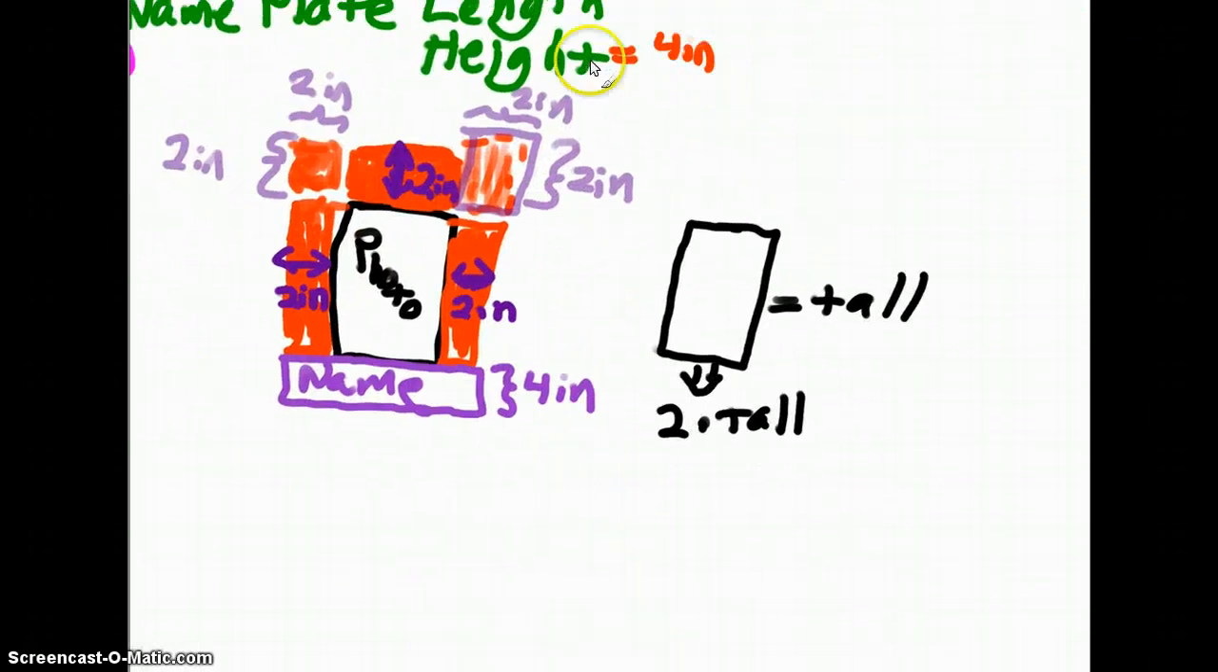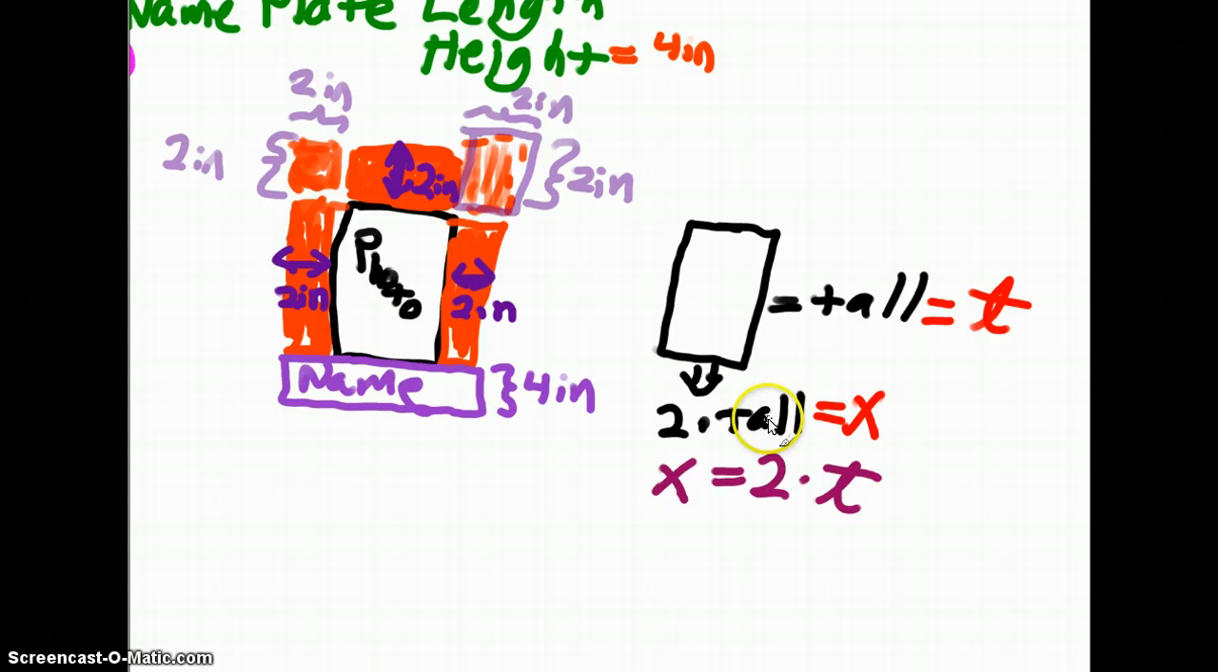So the problem here now is that we know that this right here, how tall it was, is really t, and that this right here is really x. Well, we know that the bottom right here is related to t, so wherever I see tall, because tall really is t, we can put together a representation for what x would look like. x is going to be equal to 2 times t. And we're going to put all this together and take a look at what that looks like in a second.